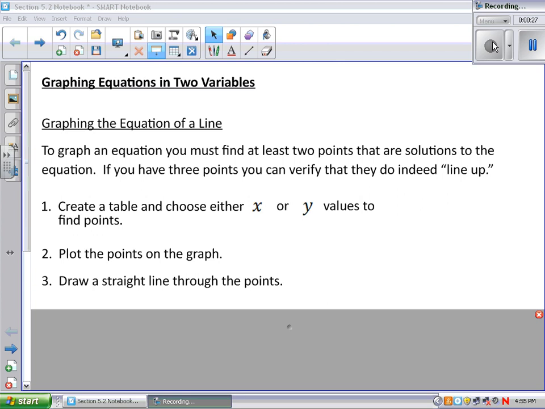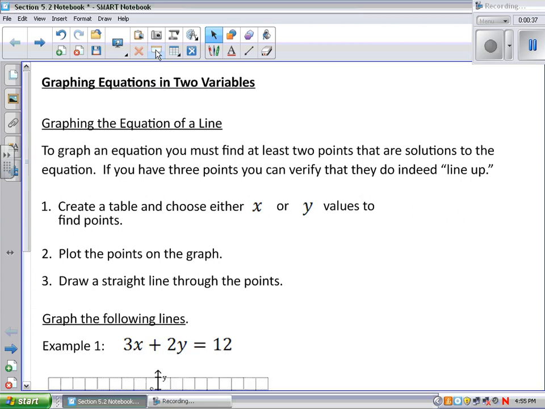First, create a table and choose either x or y values to find the points. Plot the points on a graph, and then draw a straight line through the points. So let's do some examples.